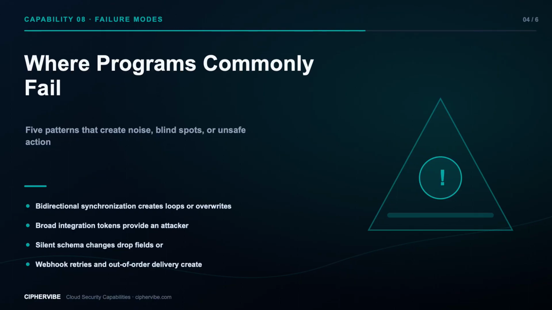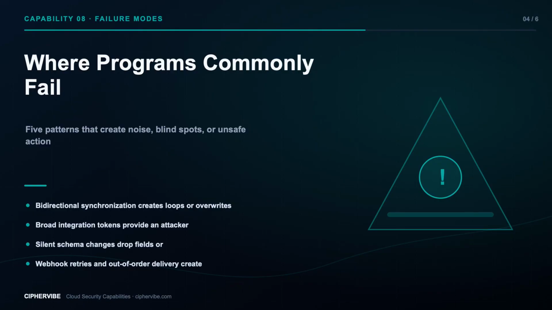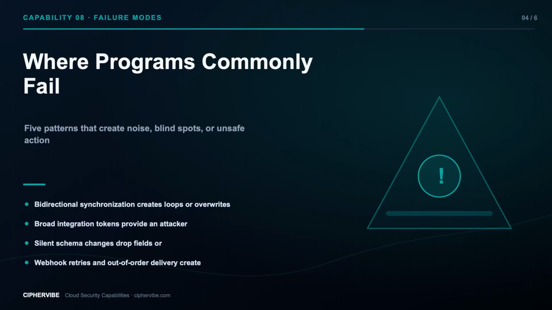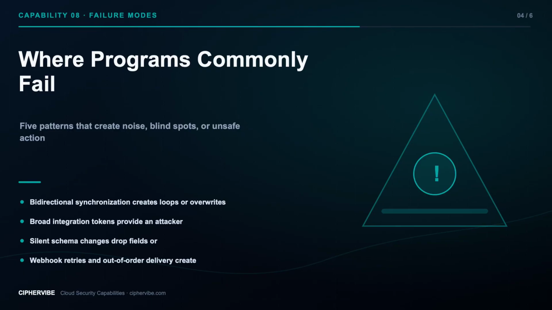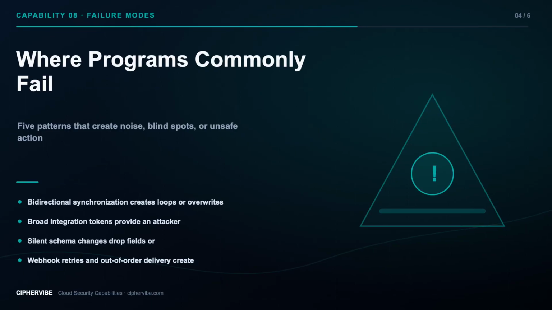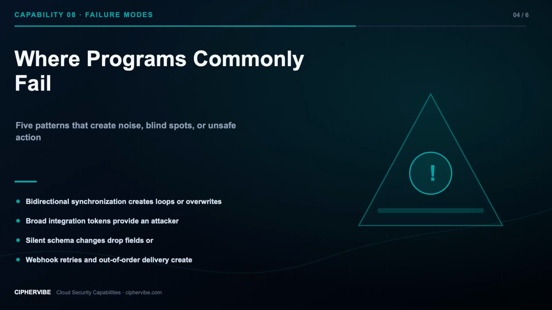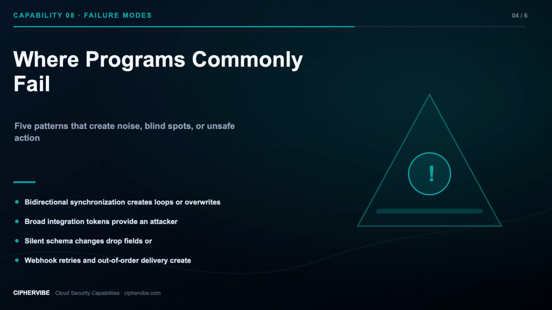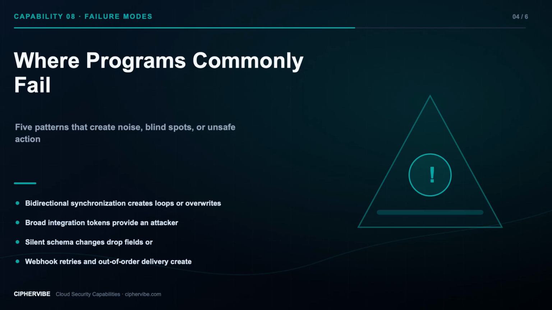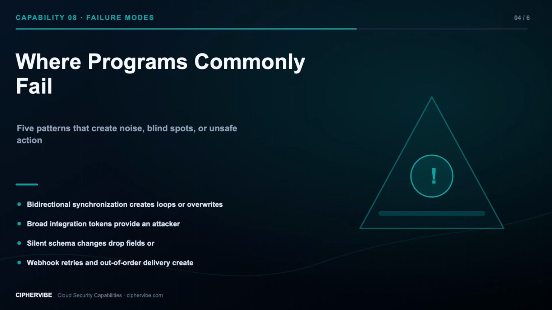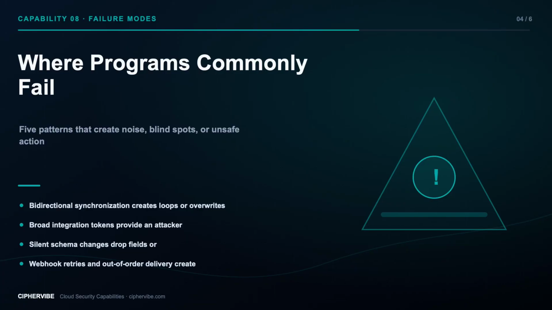Third, silent schema changes drop fields or misclassify findings without obvious connector failure. Fourth, webhook retries and out-of-order delivery create duplicate actions or regress workflow state. Fifth, a large catalog of unowned integrations becomes an invisible operational dependency. These failures share a pattern. A local measure looks successful while the full outcome is weak.